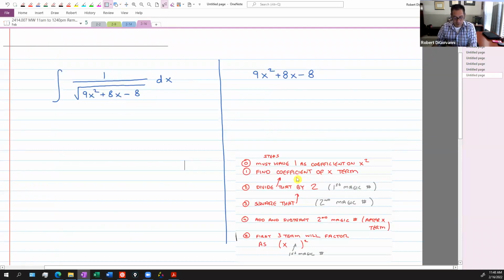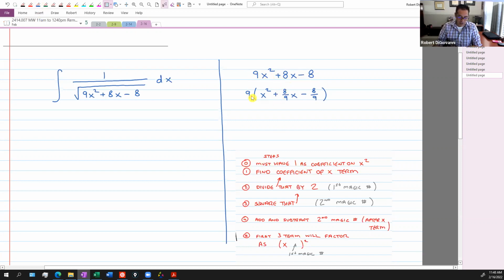Okay, so here we go. The steps to complete the square are as follows. First step, step 0, is you must have a coefficient of 1 on the x squared term, which we do not. We have a 9. So the first thing we have to do is factor a 9 out. And when you factor a 9 out, because these 8s don't have factors of 9, I have to take them and divide them by 9. So I do 8/9 x minus 8/9.